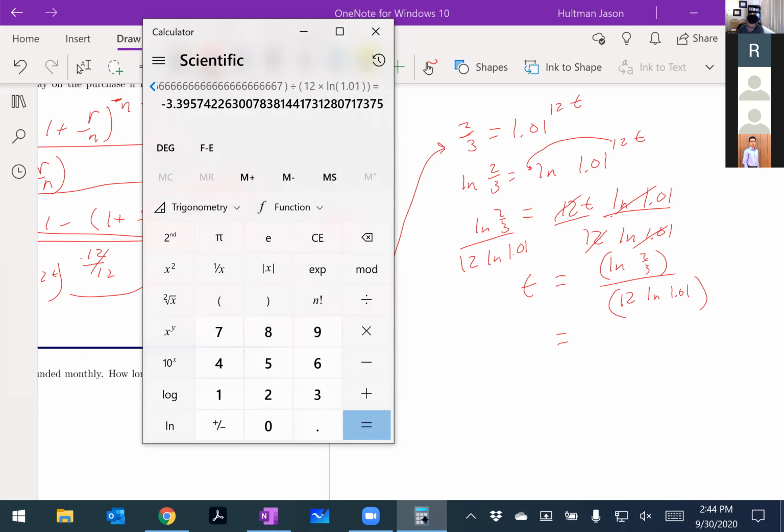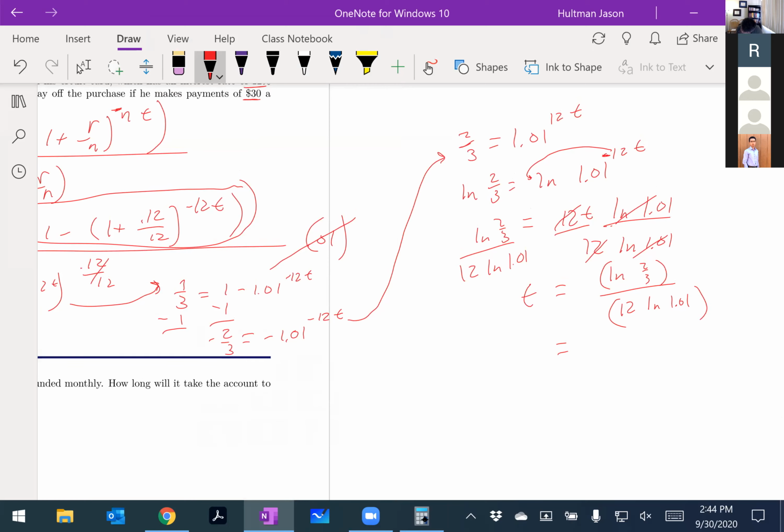Okay, why is it coming out negative? Oh, that's because I dropped the negative. There's a negative here. I don't know why I dropped the negative when I moved it. It's a negative 12.